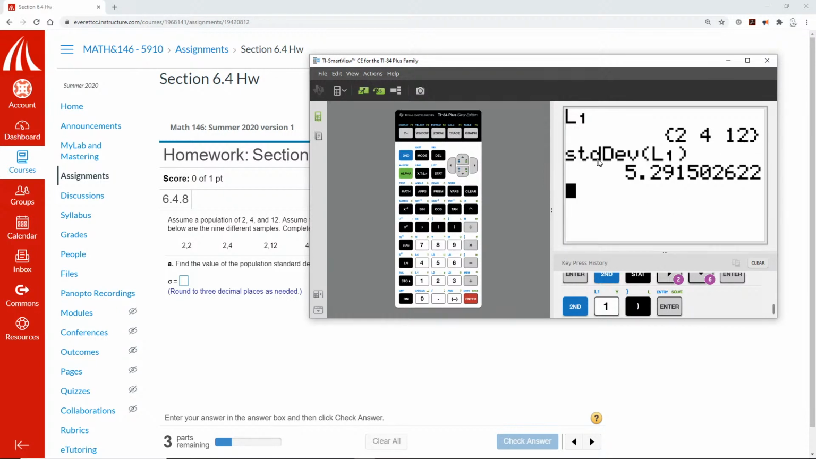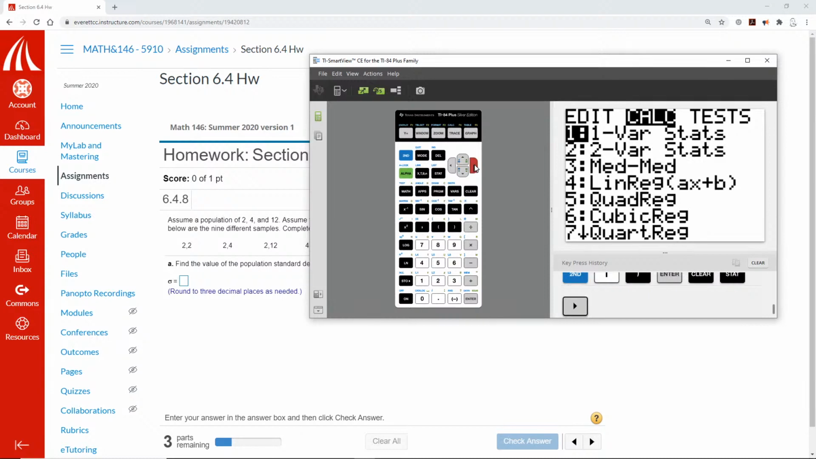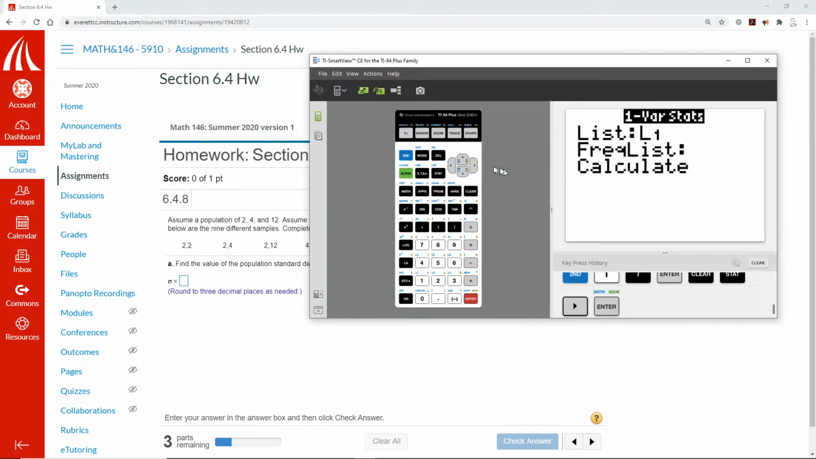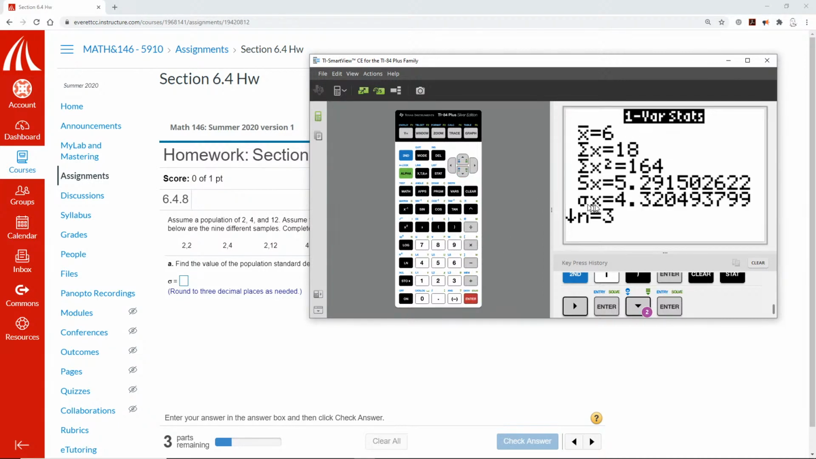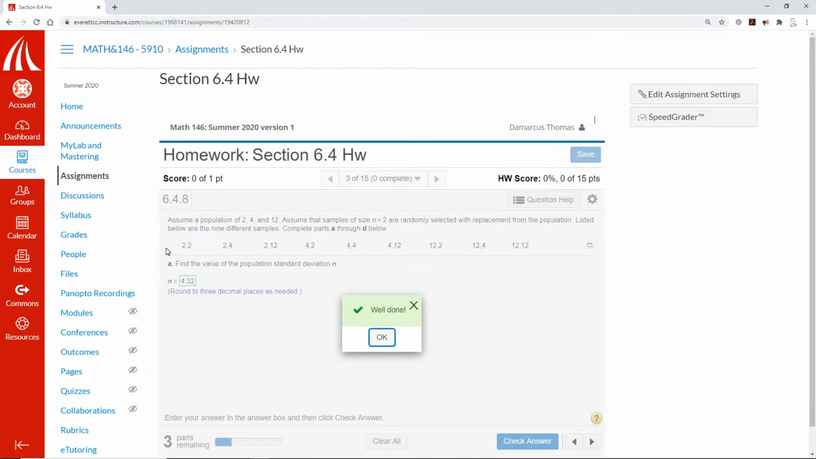So in order to get the population deviation, I have to do one var stats. So I go into stat and go over to calc, one var stats, choose L1, and little sigma x is the population deviation, 4.32. And they want me to round it to 3 places. So 4.320. You can drop the 0. It's not significant.